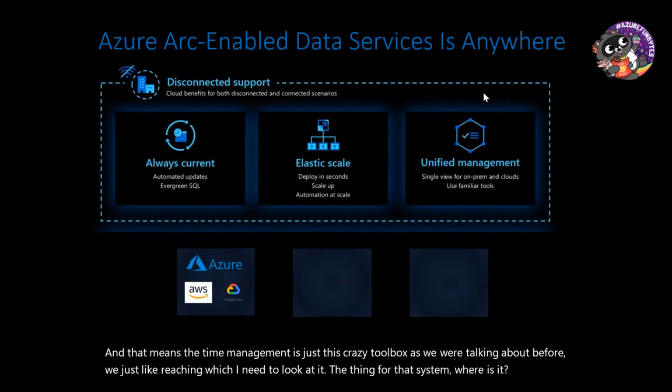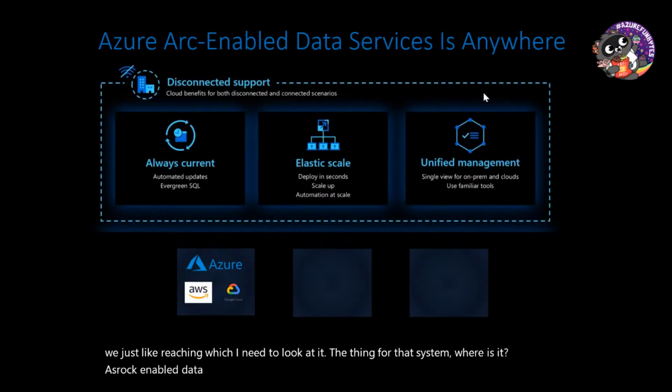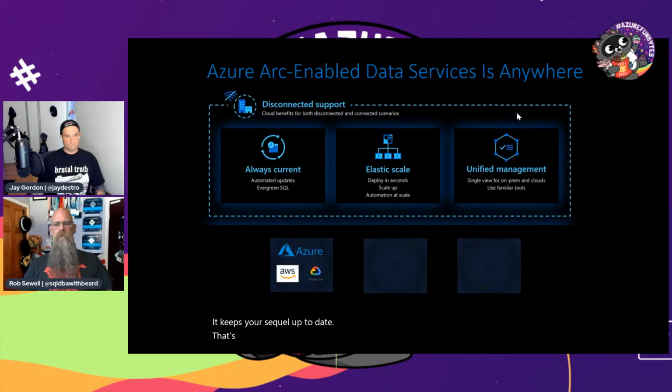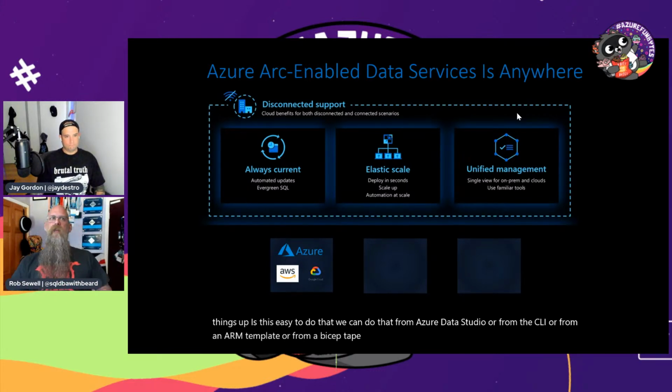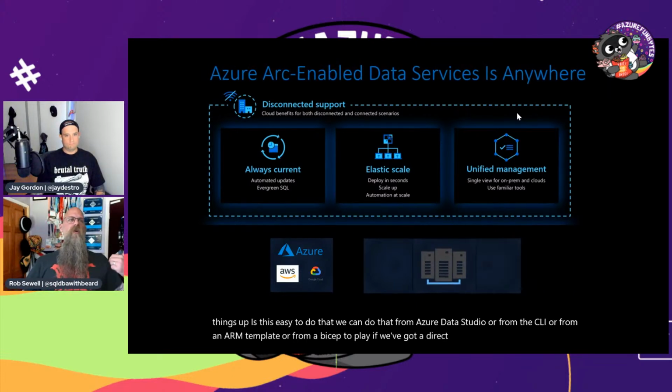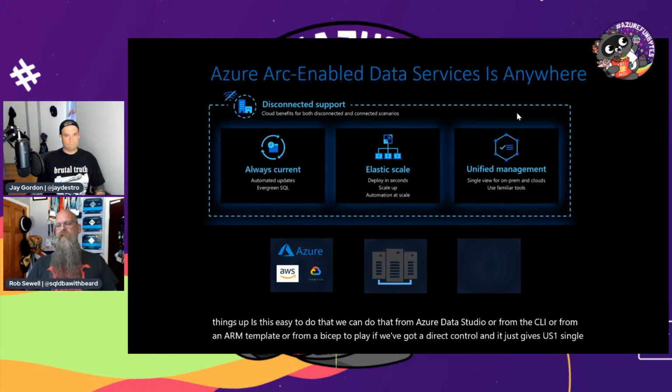Azure Arc-enabled Data Services makes that simpler. It keeps your SQL up to date, which is called evergreen SQL. It enables elastic scale, just like in Azure, where you can just swipe a button and scale things up. It's as easy as that. We can do that from Azure Data Studio, from the CLI, from an ARM template, or from a Bicep template, if we've got a direct controller. And it gives us one single view of everything we need.